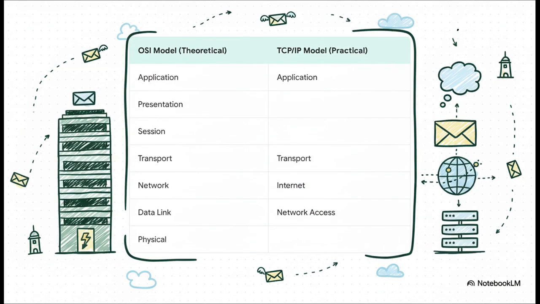Now, you might have heard of a 7-layer OSI model for all this, and you're not wrong. That's kind of the detailed, theoretical blueprint. But in the real world, the internet we use every day actually runs on this more practical, streamlined 4-layer TCP/IP model you see here. It's the same core idea, just built for real-world speed and efficiency.